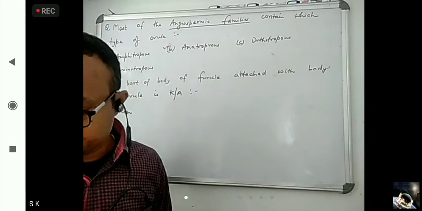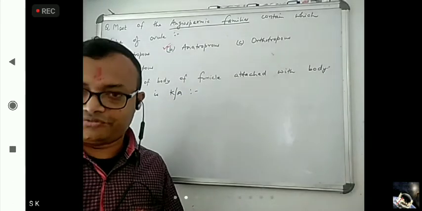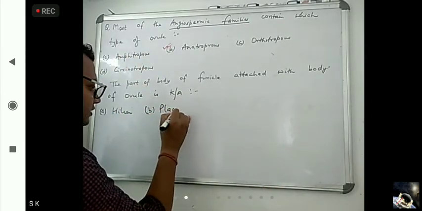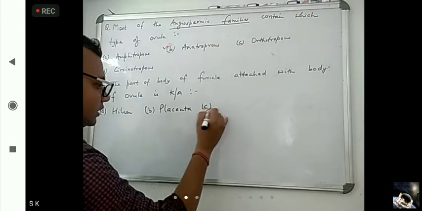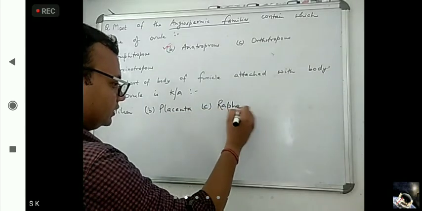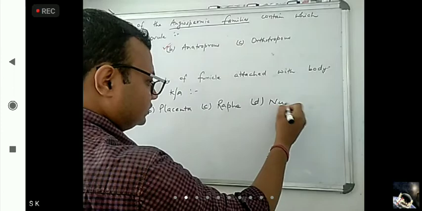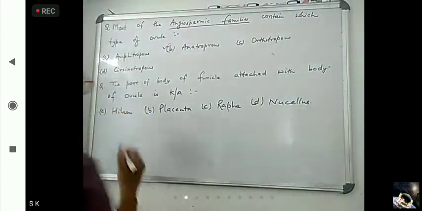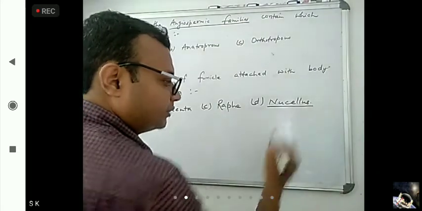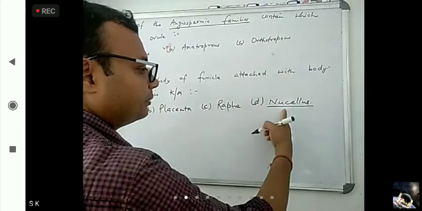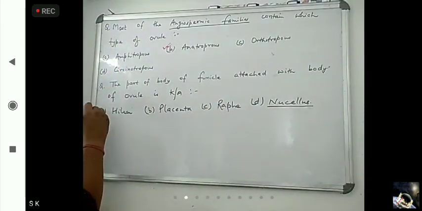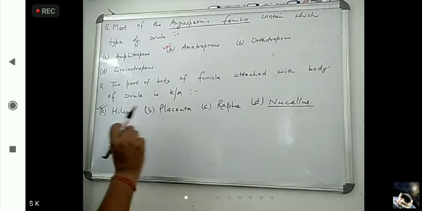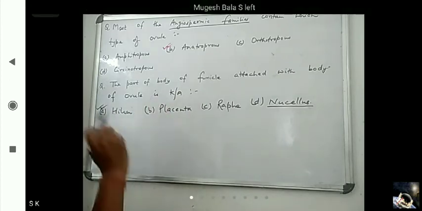Now, here options are also there: hilum, placenta, raphe, nucellus. Persistent nucellus is known as perisperm. So you have to remember that. Okay. So what is the answer here? Hilum. The part of funicle attached with the body of ovule is known as hilum.